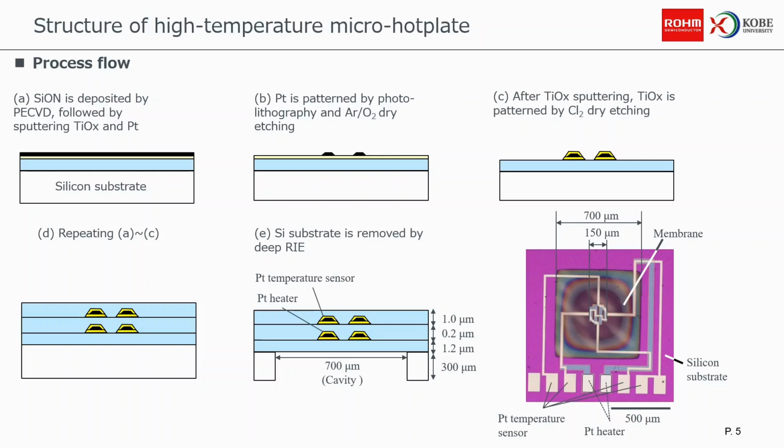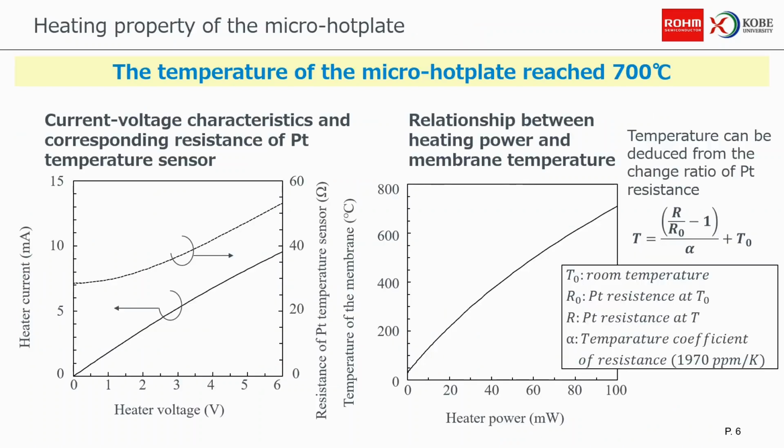This is an optical image of micro hot plate. In this area, silicon substrate is removed and only membrane exists. This slide shows the heating property of the micro hot plate. As the heater voltage increases, the platinum resistance increases. The membrane temperature was deduced according to this formula. And this graph shows the relationship between heating power and membrane temperature. This micro hot plate can reach 700 degrees C, which is well above the 400 degrees C, which is our target.